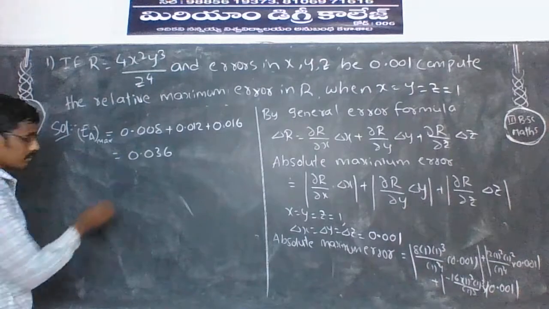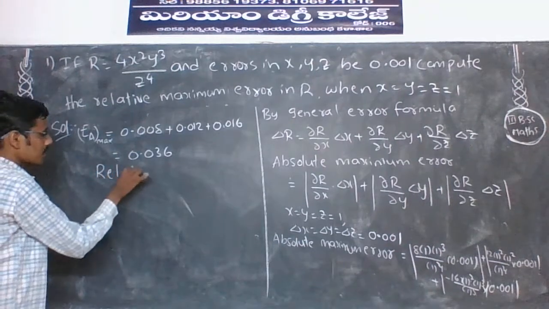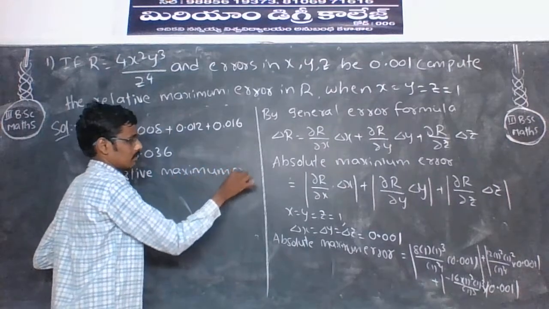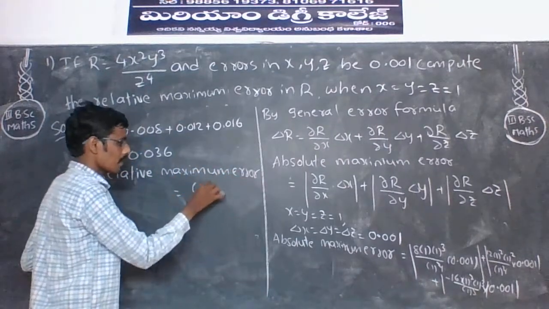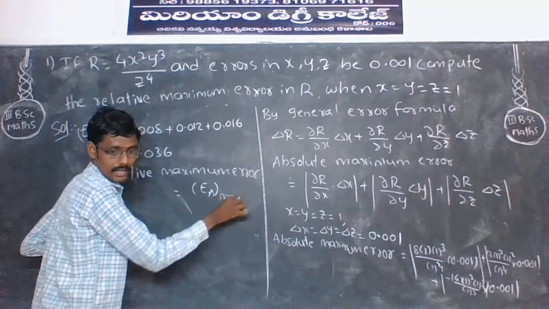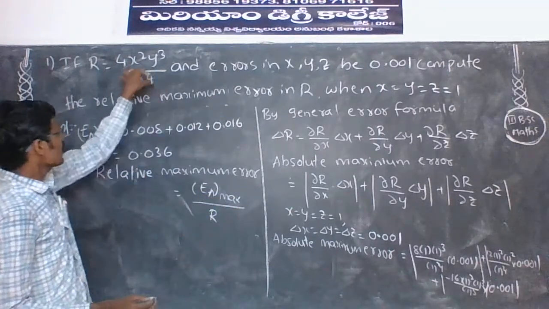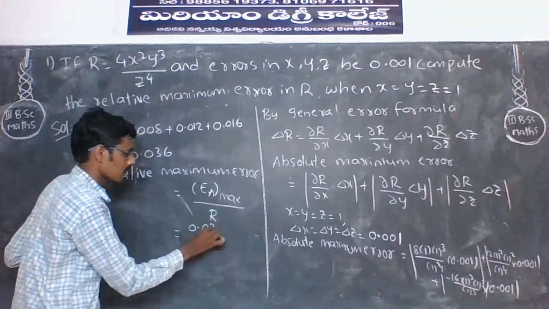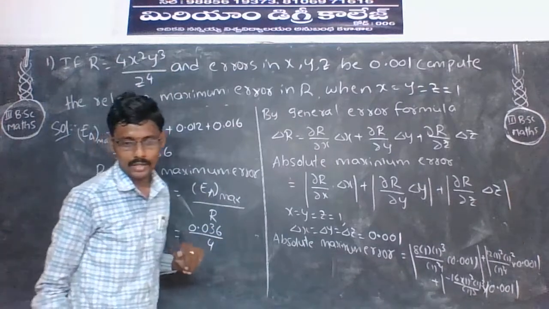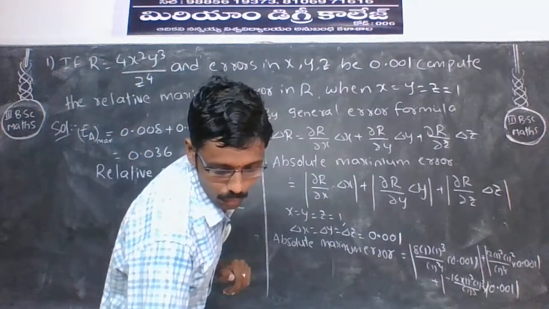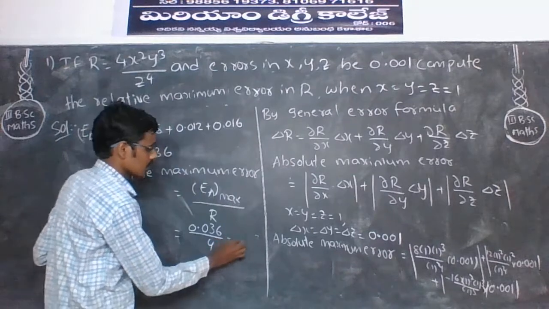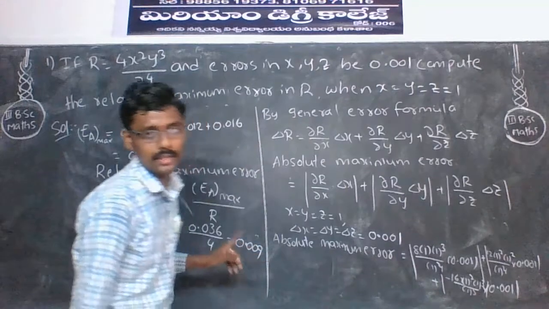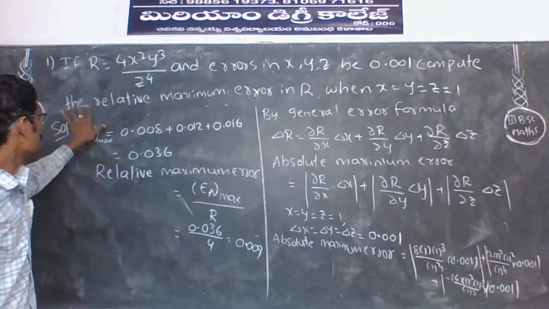Relative maximum error is equal to EA maximum by R value, where X value 1, Y value 1, Z value 1. So EA maximum 0.036 by 4. This implies the answer is 0.009. This is the first problem.